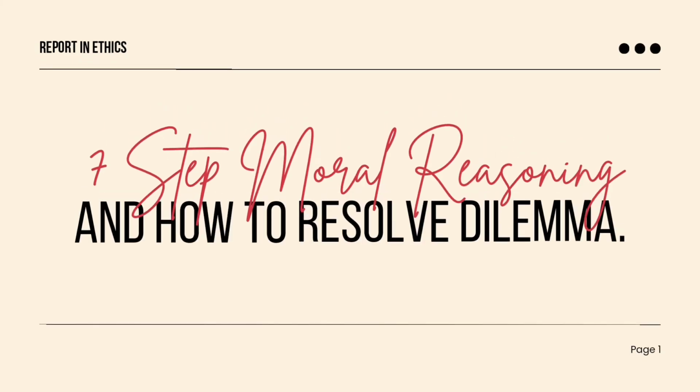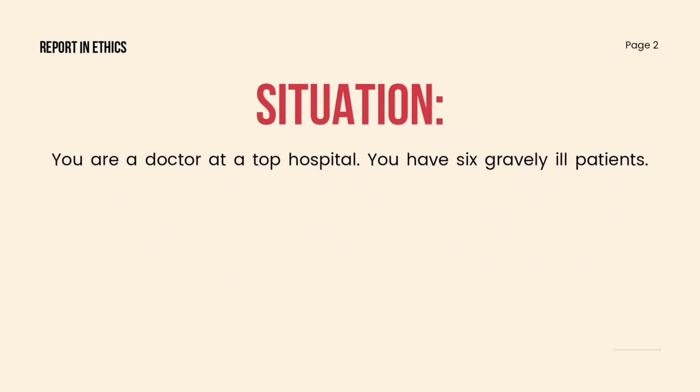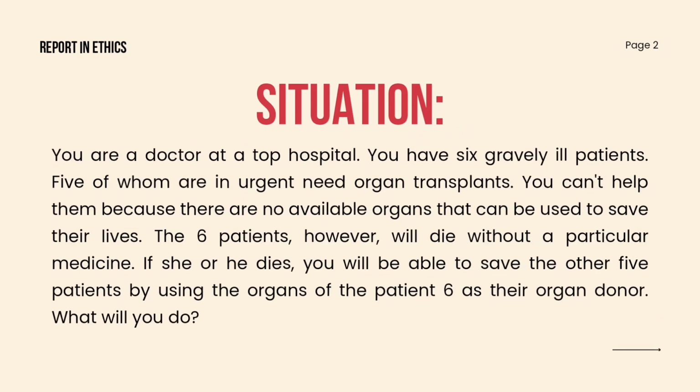Here's the seven-step moral reasoning model and how to resolve a dilemma using these steps. You are a doctor at a top hospital. You have 6 gravely ill patients, 5 of whom are in urgent need of organ transplants. You can't help them because there are no available organs that can be used to save their lives. The 6 patients, however, will die without a particular medicine. If she or he dies, you will be able to save the other 5 patients by using the organs of patient 6 as their organ donor.